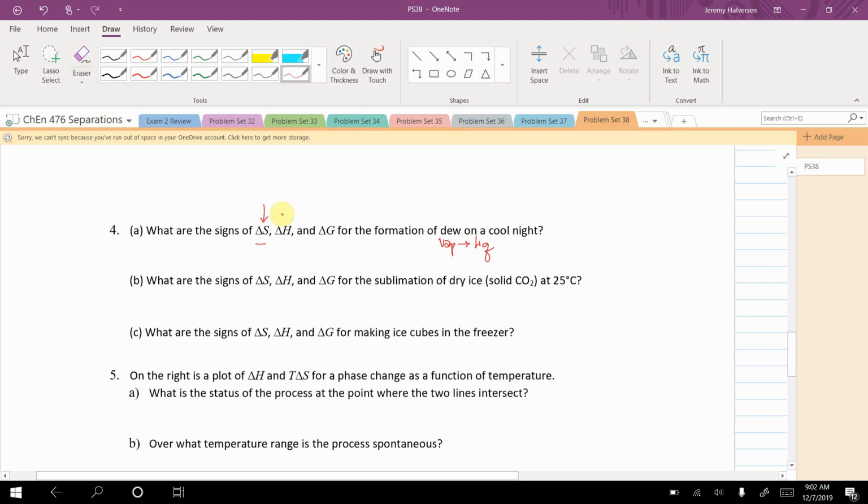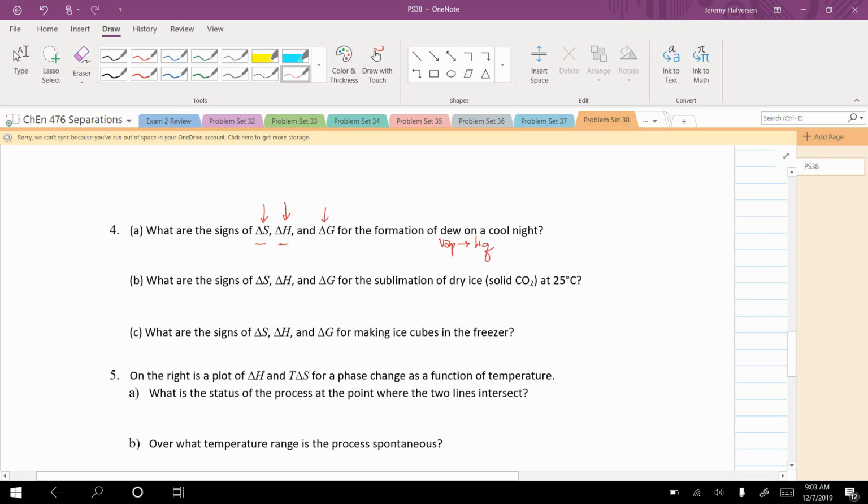Okay, delta H. What's the question I'm asking here? I'm asking, is this endothermic or exothermic? Well, when I go from vapor to liquid, think, if I want to take a liquid and boil it into a vapor, I have to add heat. So if I'm going from a vapor to a liquid, it must be releasing heat, which would mean that my delta H must be negative.